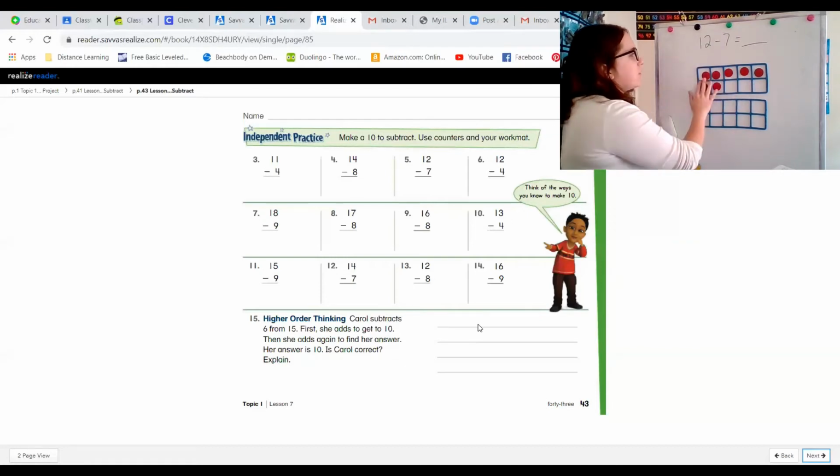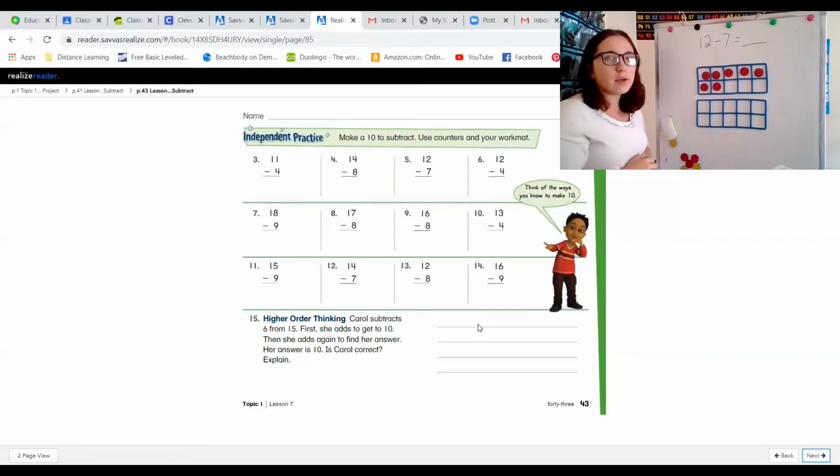So I started with 7 counters in my 10 frame. I need to add on counters until I get to 12. But first, I'm gonna add on just enough counters to make a 10. I know that if I have 7, I need to add 3 more counters to make a 10.